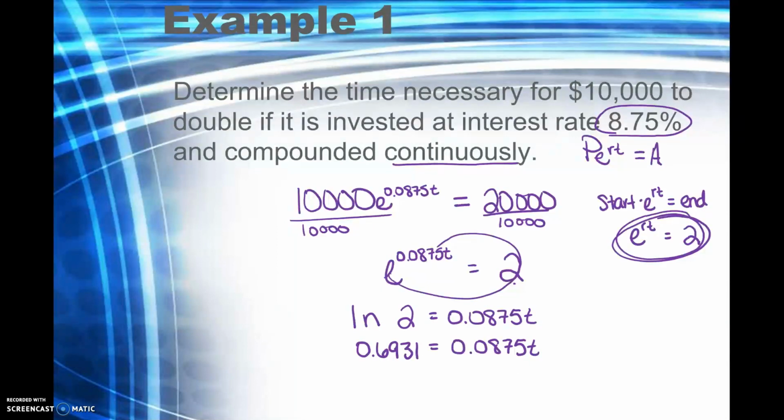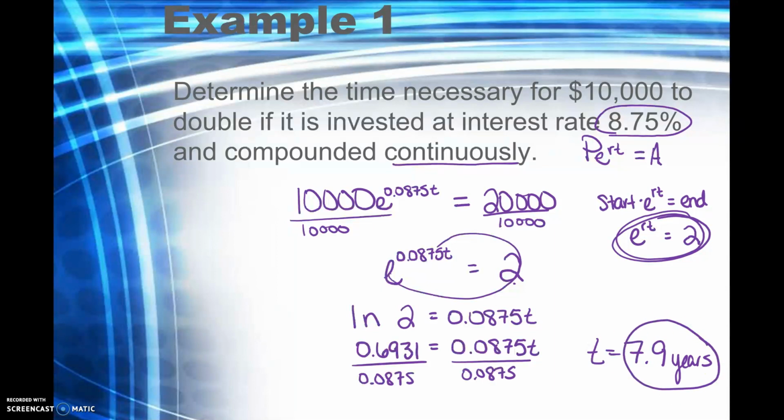What do we need to do to get t completely by itself? Divide by 0.0875. So 0.6931 divided by 0.0875. Did you get about 7.9? Yep. And now let's go back to the question. Determine the time necessary. The time is 7.9 years. Please don't forget about your label.